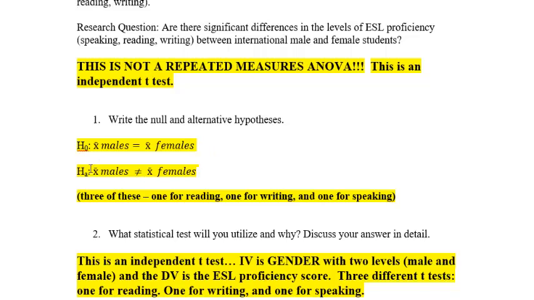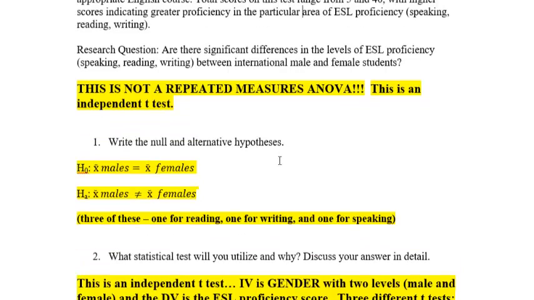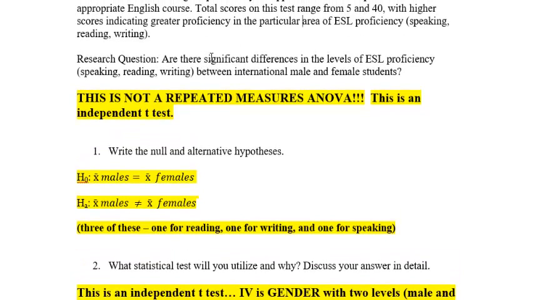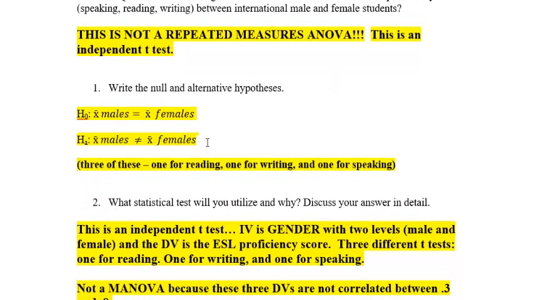And the alternative is there will be a difference, because the question just says, is there a significant difference? It's not saying that girls will be higher than boys or vice versa. If it was, that would be a one-tailed test, but it's not. So this is a not equal to. Okay, so again, there's going to be 3 of these null and alternative hypotheses, 1 for each of the tests.